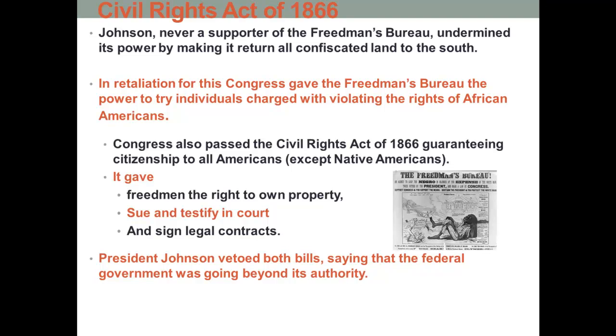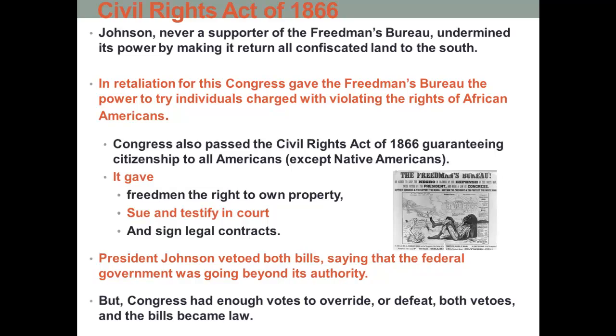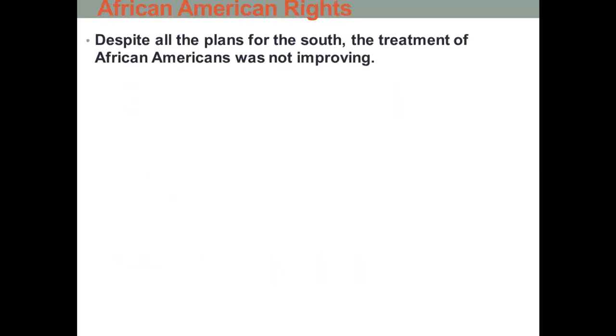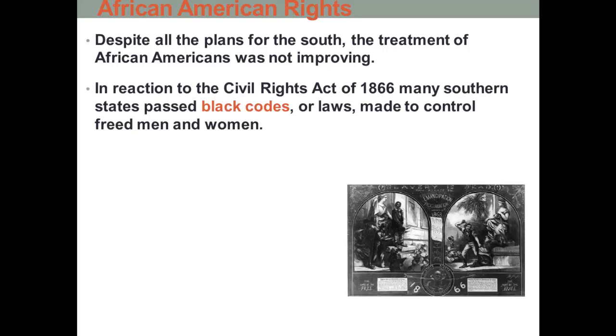But President Johnson chose to veto both of those bills, saying that the federal government was going beyond its authority. But Congress had enough votes to override both of Johnson's vetoes, and the bills did become law. Despite all of this, the treatment of African Americans in the South was not improving. In response to the Civil Rights Act of 1866, many Southern states passed black codes, or laws, that were made solely to control the freedmen and women and keep them from exercising their new freedoms.